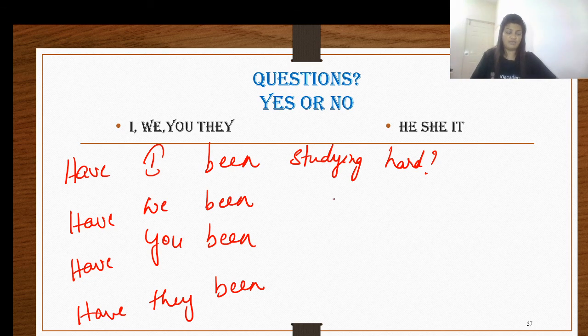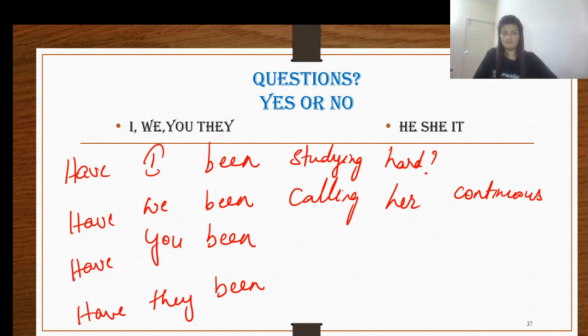Have we been calling her continuously? Because she looks annoyed about the fact now. Have we been disturbing her too much? Because she looks annoyed now.